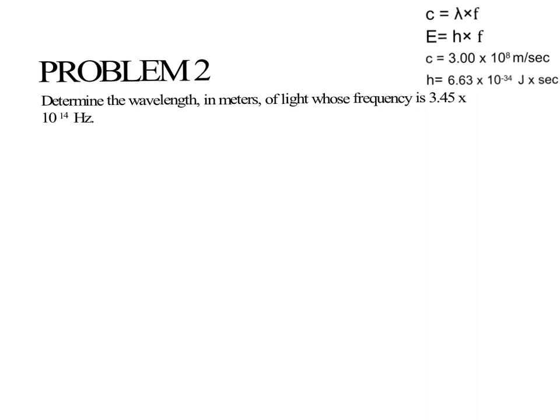All right, problem 2 says determine the wavelength in meters of light whose frequency is 3.45 times 10 to the 14 hertz. So let's think for a second. I want to know wavelength, I have frequency, and luckily I have that formula that relates frequency and wavelength. C equals lambda times F. When I plug in my frequency, it needs to be in hertz, and luckily I have hertz right here, 3.45 times 10 to the 14. So I don't have to do any dimensional analysis this time.